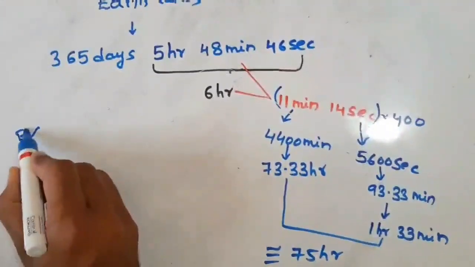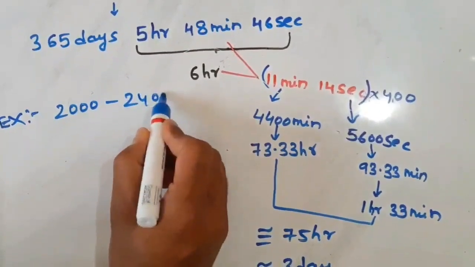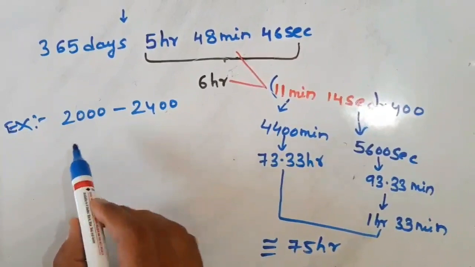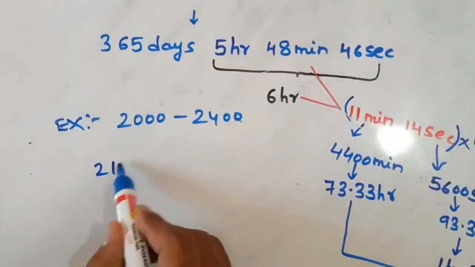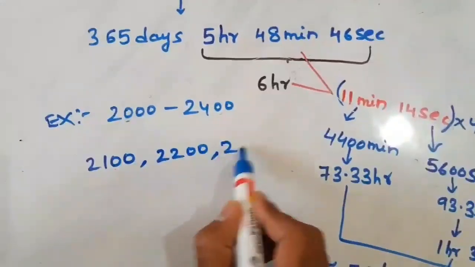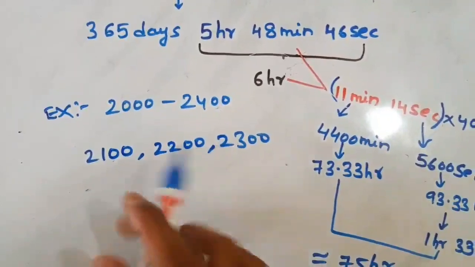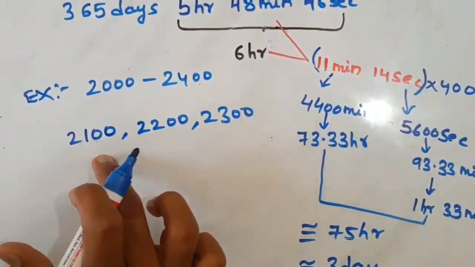For example, if I take the year 2000 to 2400, this is a 400-year time span. In this time I have to adjust these 3 days. So what I am going to do is take the 2100th year, the 2200th year, and the 2300th year. In February, actually in these 3 years there would be 29 days, but to adjust these 3 days I am going to remove that one day in February.